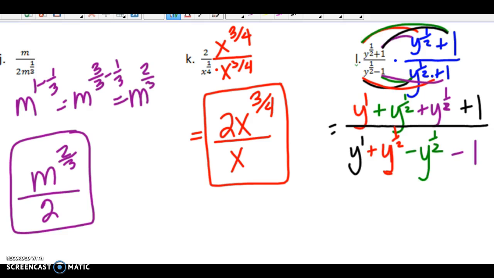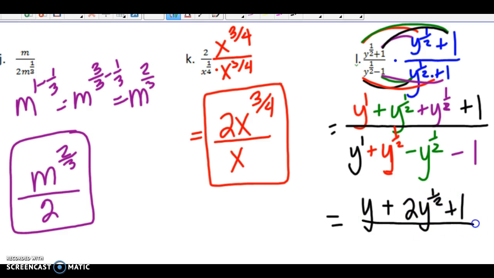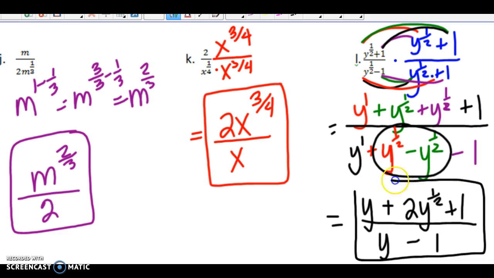Okay, I tried to color code everything when I FOILed the numerator and FOILed the denominator so you can see where my connections are and check the colors. Okay, now to clean it up, that gives me y to the 1st in the numerator plus 2y to the 1/2 plus 1 over y to the 1st in the denominator. My positive and negative y to the 1/2 cancel out and I get y minus 1. And so all in all, no fraction exponents in the denominator.